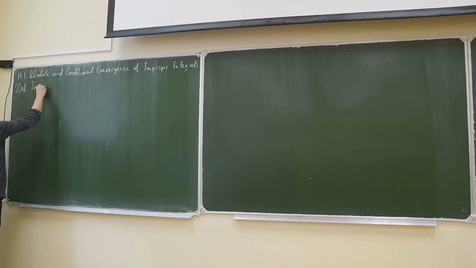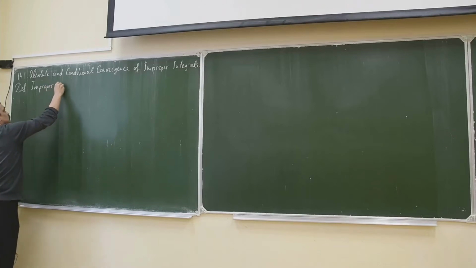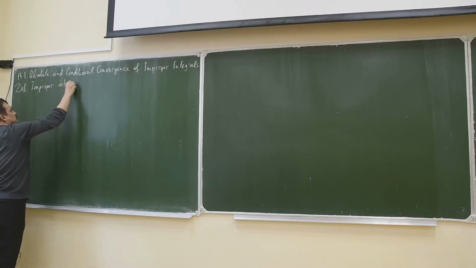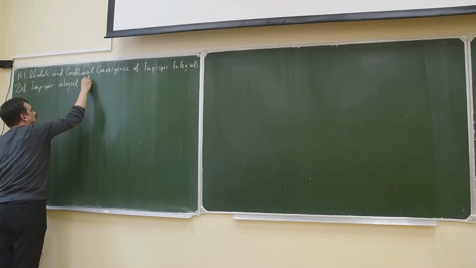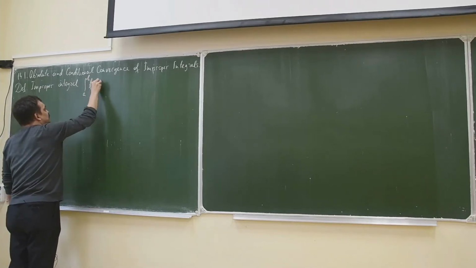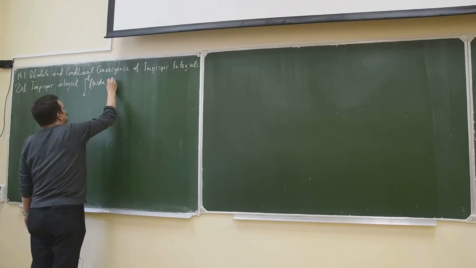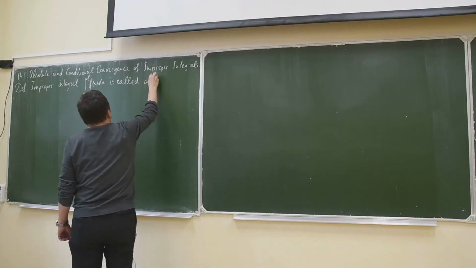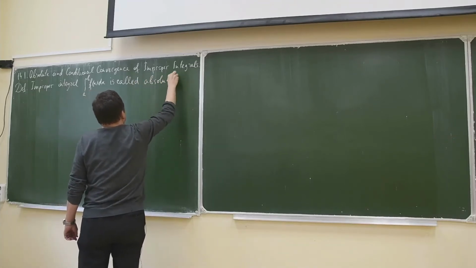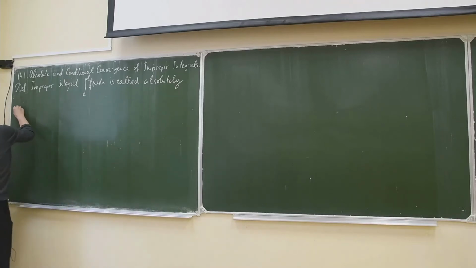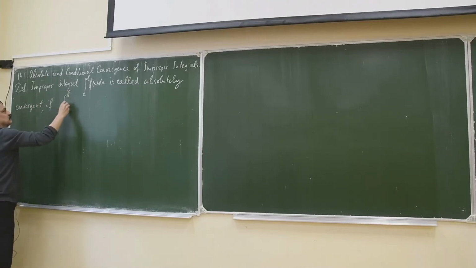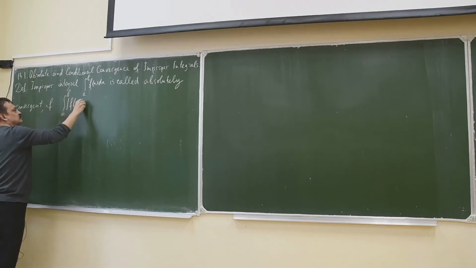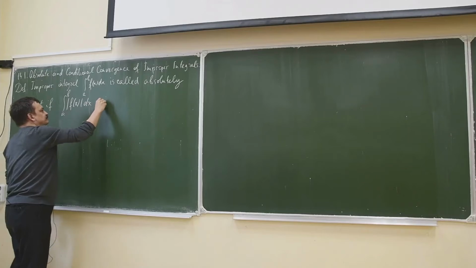Improper integral from a to b of f of x dx is called absolutely convergent if the integral of modulus converges.